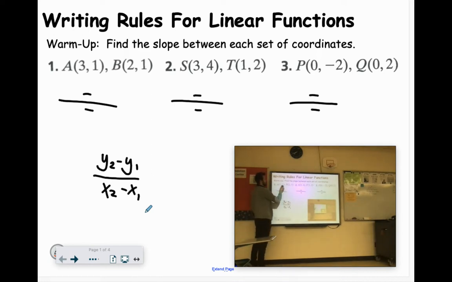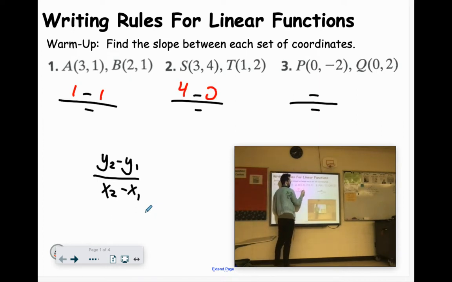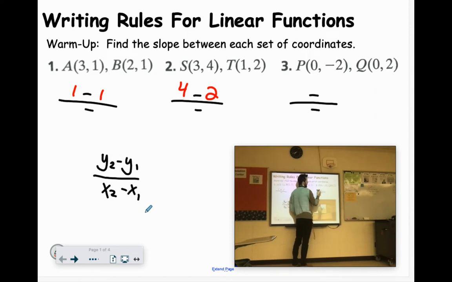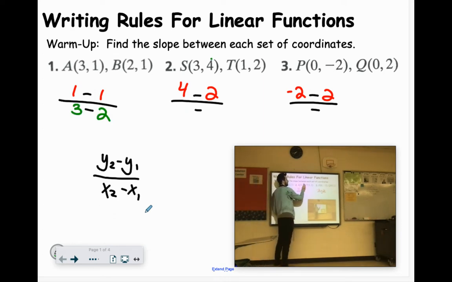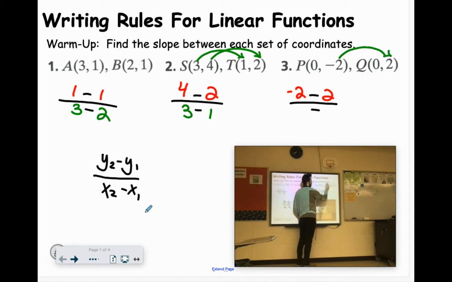So our y's on number 1 would be 1 and 1. On 2 would be 4 and 2. And on this one would be -2 and 2. So we just have to make sure when we put in the x's, we put them in the same order we put the y's. So here 1 and 1, it didn't make a difference. 3 and 2. Here we did 4 first, 2 second, so we have to do 3 minus 1. And here we did -2 minus 2, so we have to do 0 minus 0.